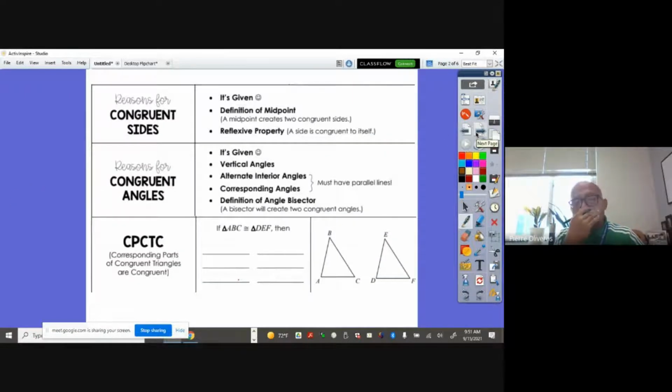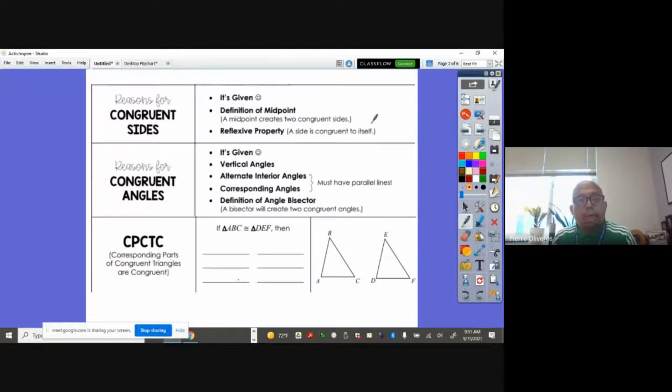So here are some more tips in proving triangles that are congruent. Reasons for congruent sides: it's given, if they mention to you that it's given, or the definition of midpoint, or the reflexive property if a side is congruent to itself. These are the hints that you can use for the reason column on your 2-column proof.